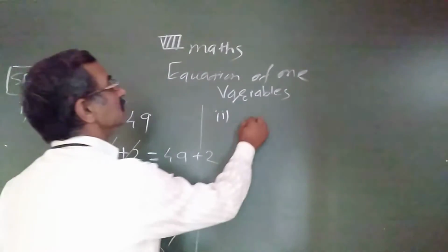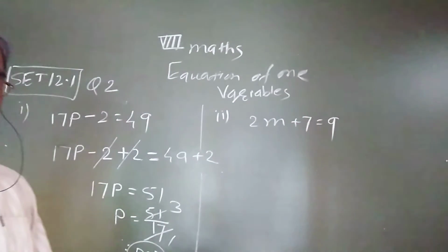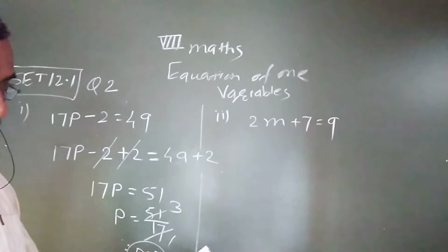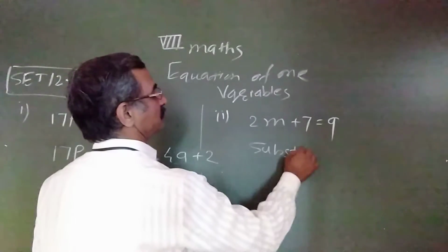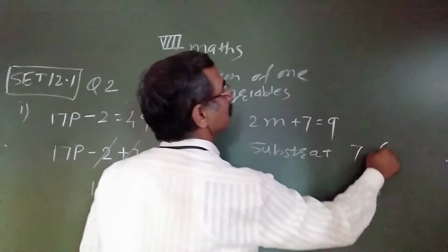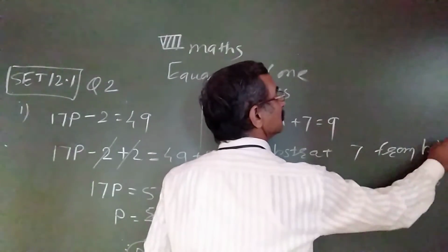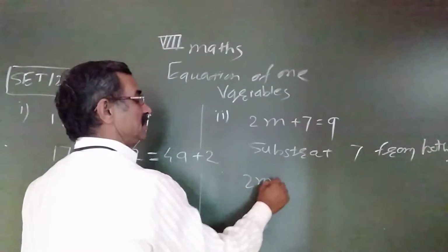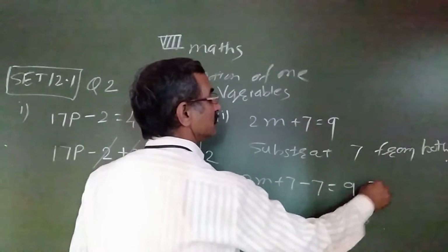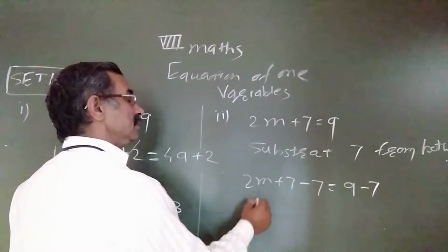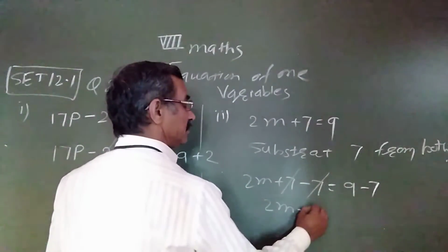2m plus 7 is equal to 9. To solve this, again we use the same method, subtract 7 from both sides so that the equation gets balanced. 2m plus 7, here is minus 7, 9 also gets subtracted. So minus 7 plus 7 get eliminated, we will get 9 minus 7, that is 2.